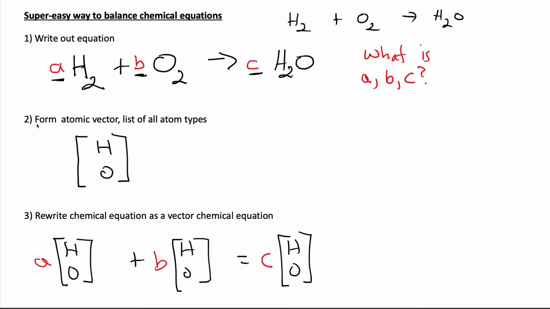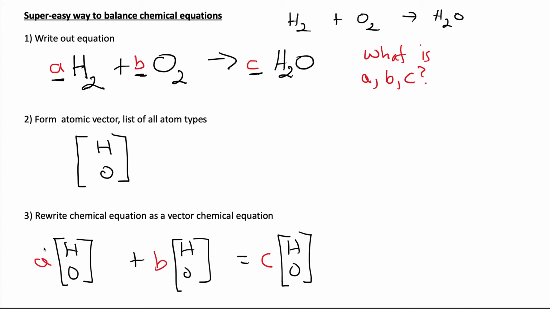Then step 2 is you form the atomic vector and list all the atoms. So you have this column vector, which is a list, and you put in all the different types of atoms that are in your reaction. So there's hydrogen, so we add hydrogen. There's oxygen, so we add oxygen. And the last one has hydrogen, which we already have, and oxygen, which we already have. So that's it. Then you rewrite the chemical equation in a vector-like chemical equation.